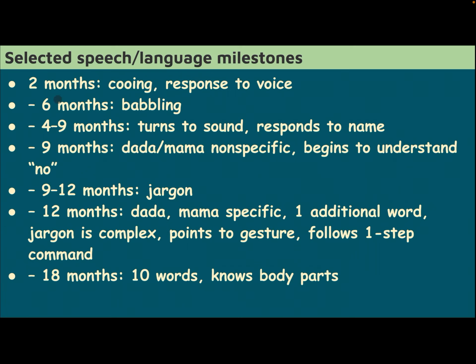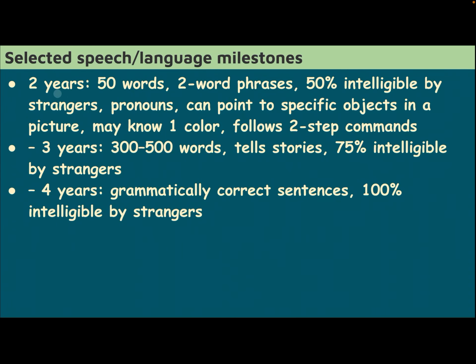Selected speech and language milestones: 2 months, cooing, response to voice. 6 months, babbling. 9 months, turn to sound, response to name. More than 9 months, dada, mama non-specific, begins to understand no. Below 1 year, jargon speech. More than 1 year, dada, mama specific, 1 additional word, jargon in complex, point to gesture, follow 1-step command. 18 months, 10 words, knows body parts.